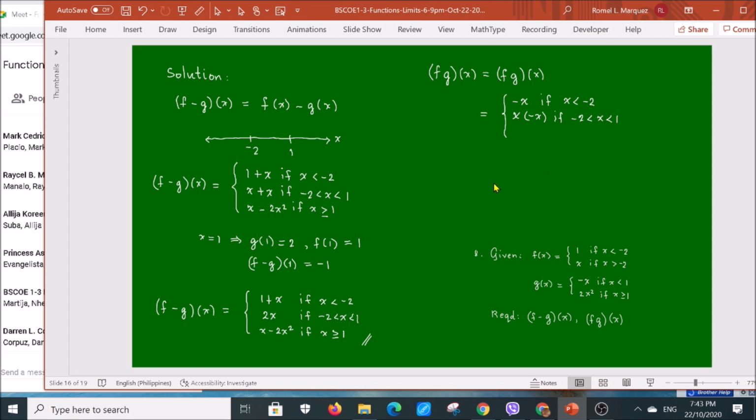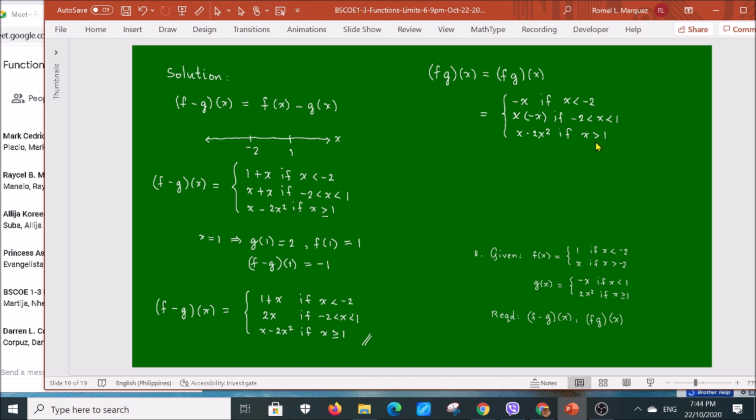And what about to the right of 1? To the right of 1, that is greater than negative 2, so I will use x for f times g. So I will use 2x squared, no? So times 2x squared. That is if x is to the right of 1.